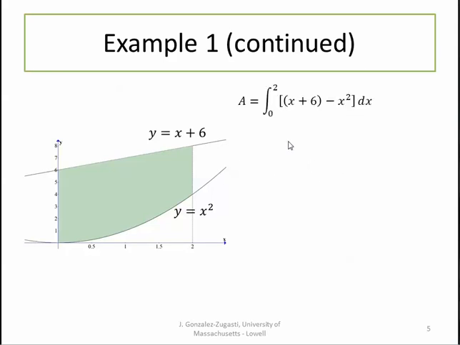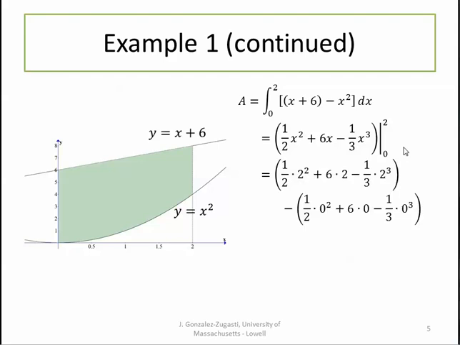So that gives us that my area is equal to the integral from 0, my leftmost point, to 2, my rightmost point, of the function that's on top, x plus 6, minus the function on bottom, which is x squared. So then you just go ahead, calculate this integral, and you get that your area is equal to 34/3.